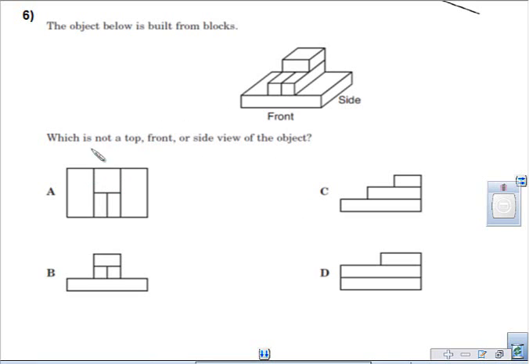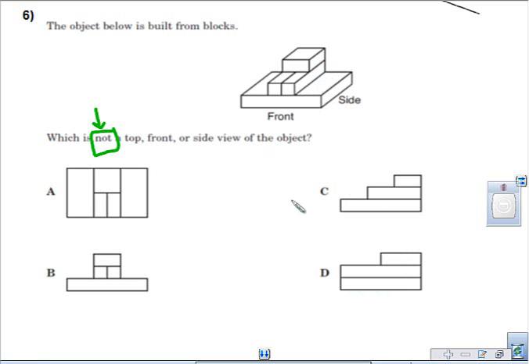So for this one, they want to know what is not, and that's a key word. A lot of y'all are going to mess up just because you do what is. Okay, so what is not a top, front, or side view, and this is the side they're asking from. So if I look at the side, I know it's going to be long across the bottom, same length across the middle, and then a shorter length across the top. So it should be long, long, so equal lengths, and then shorter on the top.